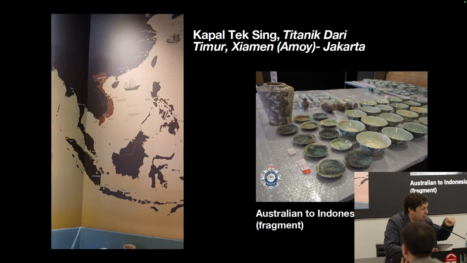And the photographs that you have on the right-hand side are photographs I found online from the Australian police, who seized a fragment, maybe 300 pieces, that were being sold in Perth. And then by Australian laws, that's illegal, and it was given back to Indonesia.